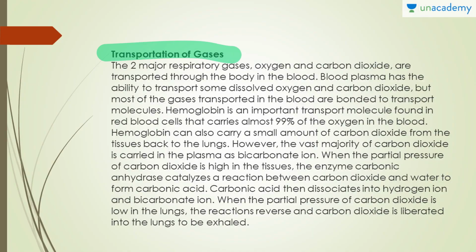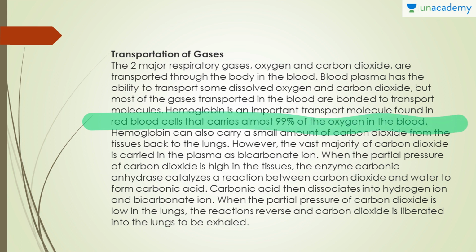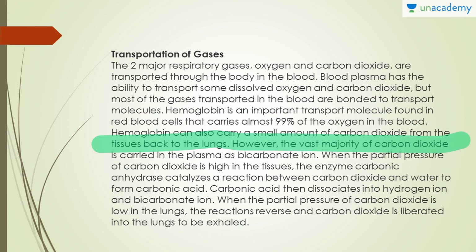Now, transportation of gases. Two major gases, O2 and CO2, oxygen and carbon dioxide, are transported through the body in the blood. Blood plasma has the ability to transport some dissolved oxygen and CO2, but most of the gases transported in the blood are bound to transport molecules. Hemoglobin is an important transport molecule found in the RBCs, that is red blood cells, that carries almost 99% of the oxygen in the blood. Hemoglobin can also carry a small amount of CO2 from the tissues back to the lungs. However, the vast majority of CO2 is carried in the plasma as bicarbonate ion.